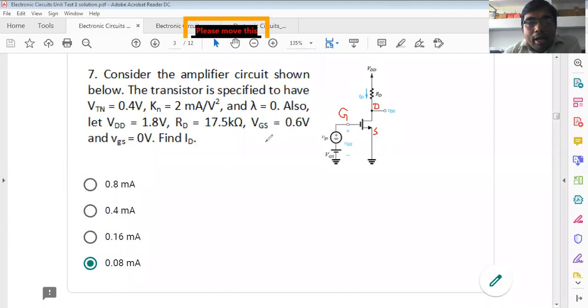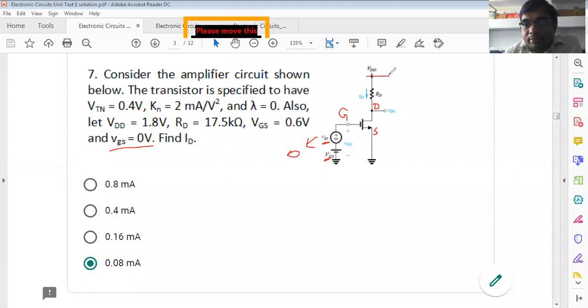We have to find out the ID. Here, this is the AC voltage source, small vgs, and this is a DC voltage source, VGS. Small vgs is mentioned as 0, so there is no effect of AC voltage here. Only the DC voltage would be in effect. The AC voltage source is shown only to confuse the student, but it is mentioned as 0, so do not consider the effect of AC voltage.